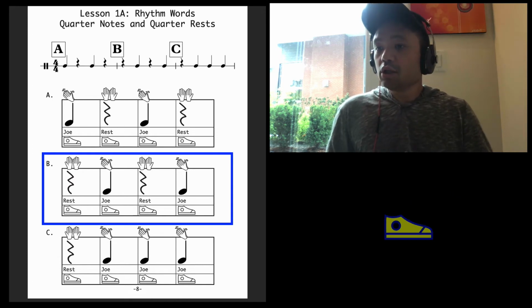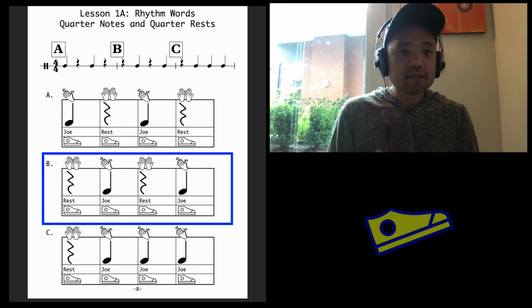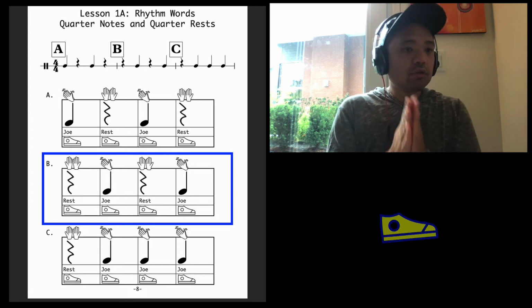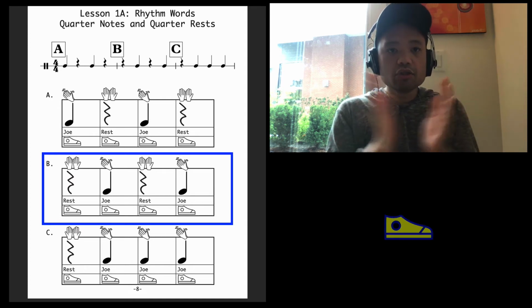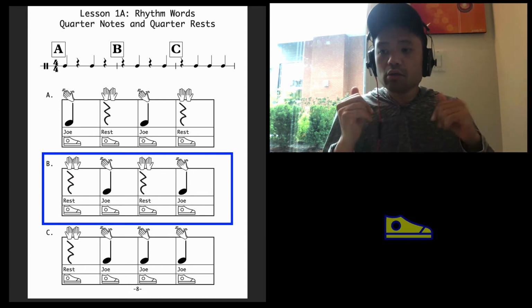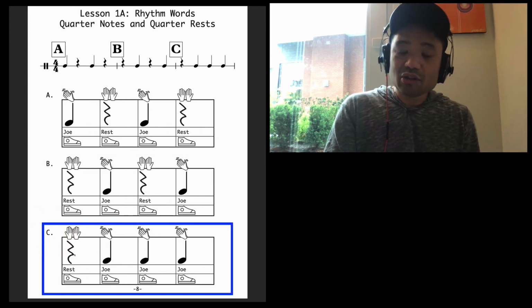Now your turn, one, two, and ready, and go. Rest, Joe, rest, Joe, rest, Joe, rest, Joe. Okay, now we're going to move down to letter C. Letter C also starts with a rest.